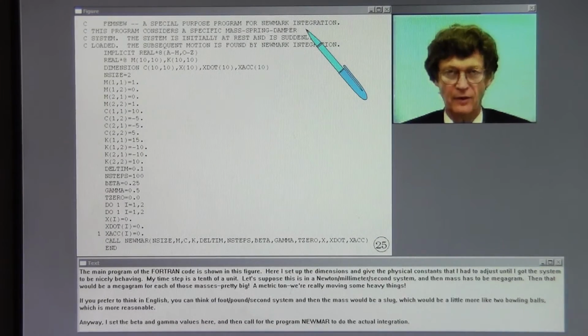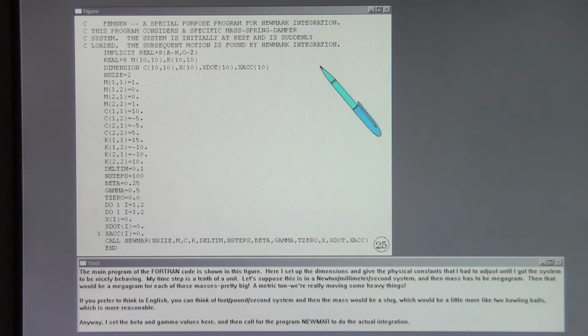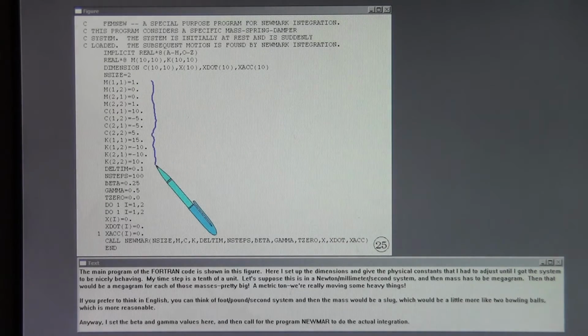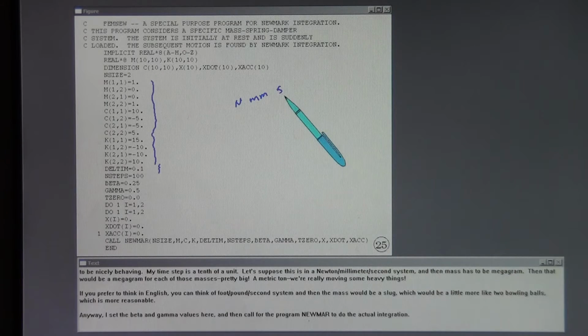The main program of the Fortran code is shown in this figure. Here I set up the dimensions and give the physical constants that I had to adjust until I got the system to be nicely behaving. My time step was 1/10 of a unit. Let's suppose this is in a Newton millimeter second system, and then mass has to be megagram. And then that would be a megagram for each of those masses. Pretty big, metric ton. We're really moving some heavy things.